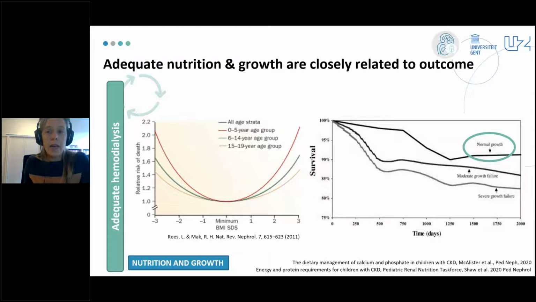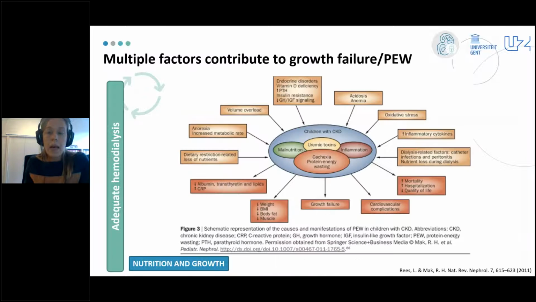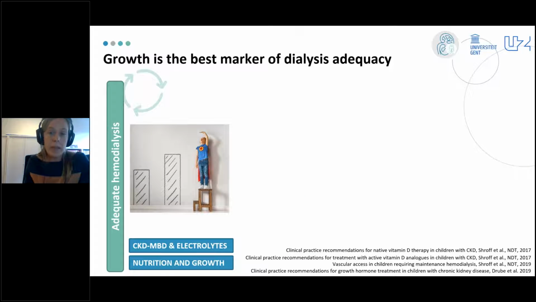Children with poor nutrition and growth really have the worst long-term outcomes with respect to survival, hospitalization rates, and morbidity. So therefore, I think close follow-up of nutritional state with a renal dietitian on board is an essential piece of the daily management in the HD unit. Next to nutrition, there are, of course, several other factors that contribute to growth failure and protein energy wasting, as shown also in this figure, like metabolic acidosis, fluid overload, endocrine disorders like vitamin D, calcium, phosphate, or growth hormone resistance. So you need to consider all these aspects in that management as well.